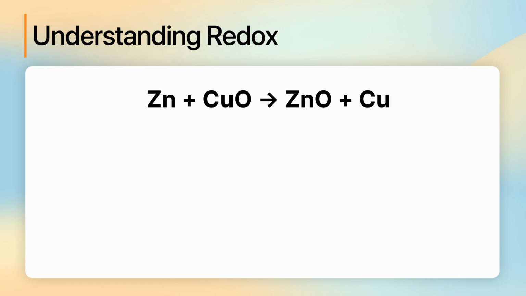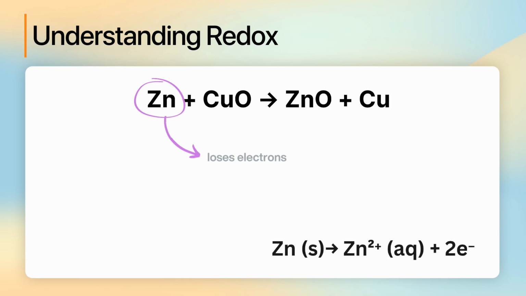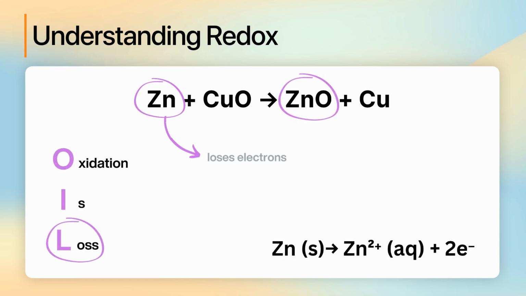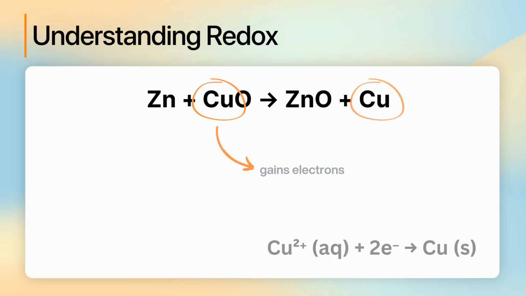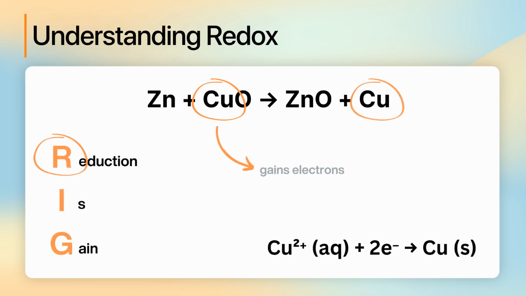Let's consider a specific example: the reaction between zinc and copper oxide to form zinc oxide and copper. In this reaction, zinc loses electrons to form zinc ions. This is oxidation because zinc is losing electrons. Copper-2 ions in copper oxide gain electrons to form copper atoms. This is reduction because the copper ions are gaining electrons.